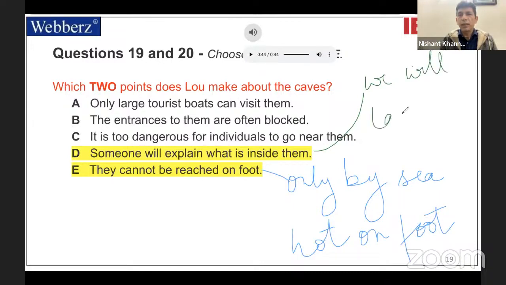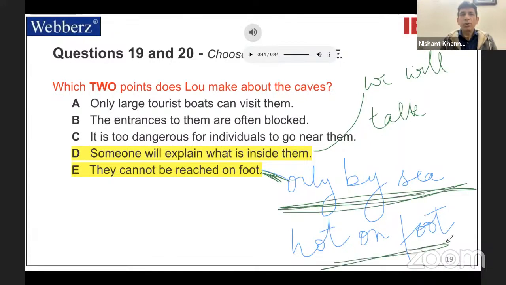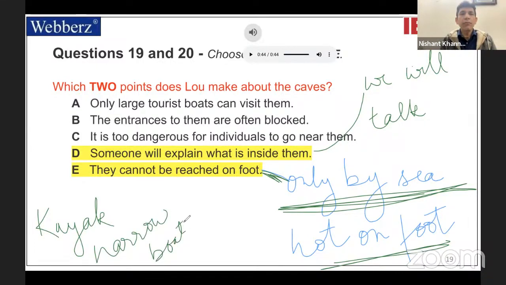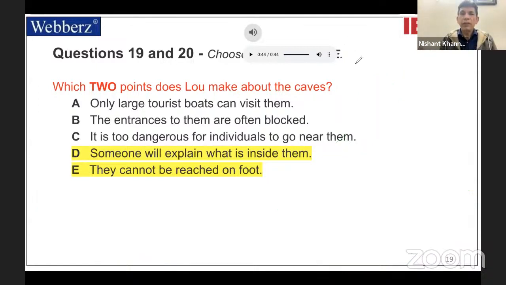Now, see the questions. We will talk. Okay? And here he says, only by sea, which means not by foot, only by sea and not by foot. The word kayak is a narrow boat. It's a very narrow boat. It's called a kayak. Okay, so I believe these are the answers now. So your answers will be in a much better condition if you keep on analyzing your answers. And this was a very difficult question.